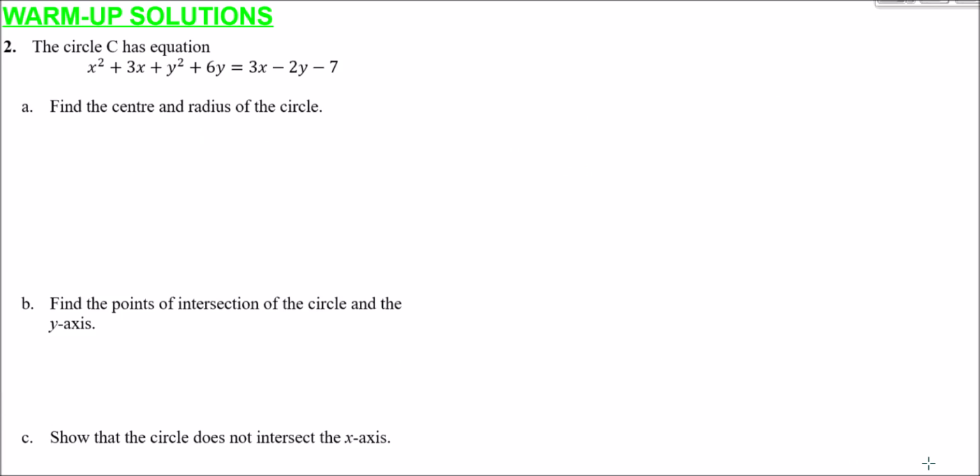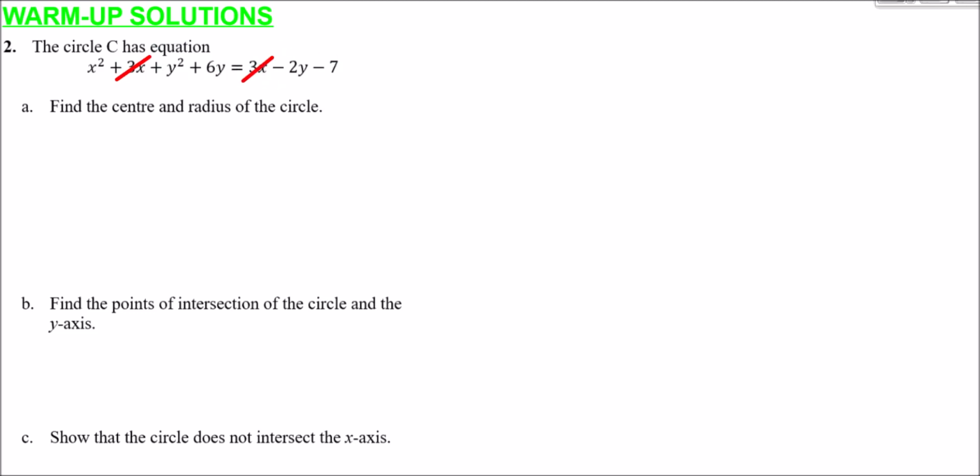Question 2, we've got this circle with this equation, x squared plus 3x plus y squared plus 6y equals 3x minus 2y minus 7. Find the centre and the radius of this particular circle. The first thing I'd spot is that I've got a positive 3x on one side and a positive 3x on the other. I can therefore just cancel these off both sides by subtracting 3x from both sides.